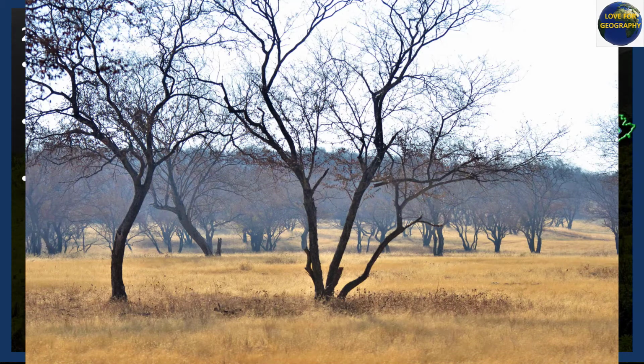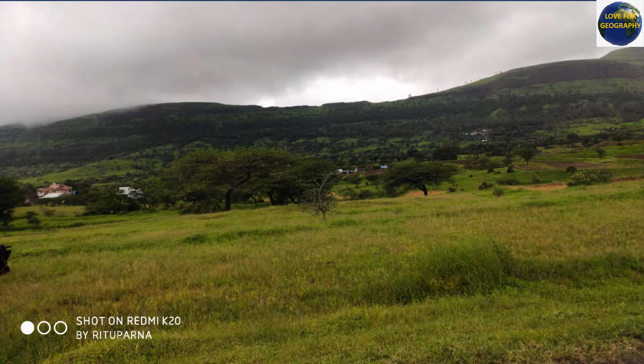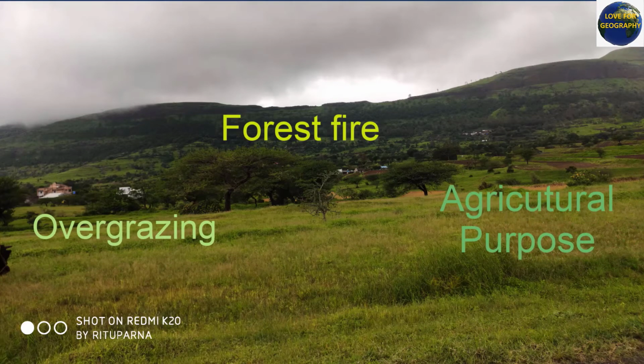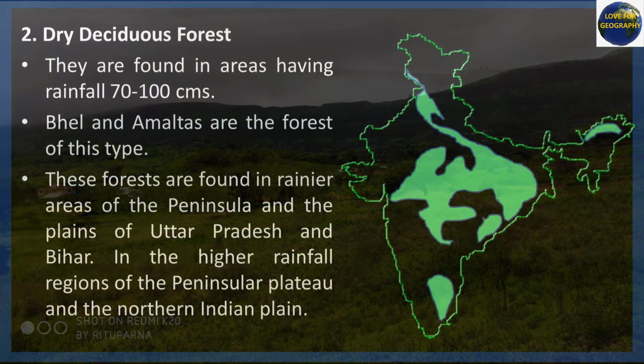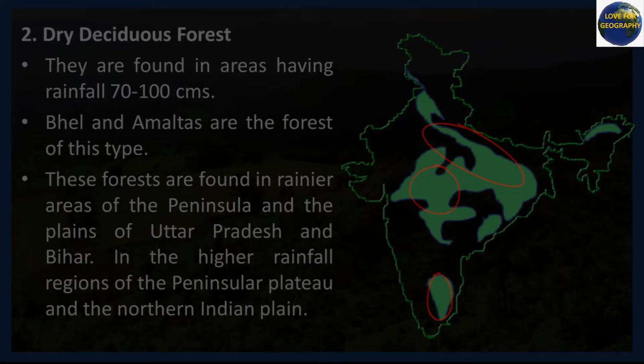However, at the ground level, you will find solid growth of grass and climber plants, because enough sunlight reaches the ground to permit the growth of grass and climber plants. These forests have suffered from overgrazing, forest fire, and a large proportion of these forests have been cleared for agricultural purposes. Dry deciduous forests are mainly seen in the areas of the northern plains and a few portions of the peninsular plateau.